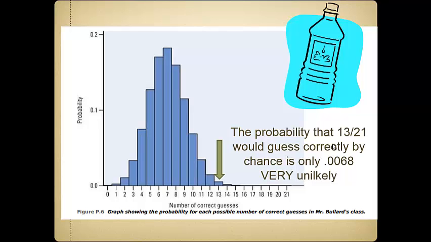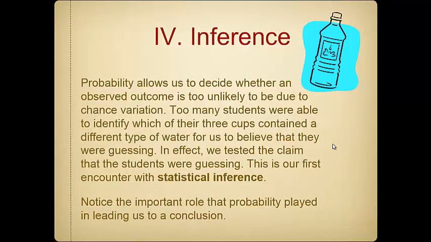So probability allows us to decide whether an observed outcome is too unlikely to be due to chance variation. Too many students were able to identify which of their 3 cups contained a different type of water for us to believe that they were just guessing. In effect, we tested the claim that the students were guessing. This is our first encounter with statistical inference. Notice the important role that probability played in leading us to a conclusion. And this is how we're going to be using probability in this course.